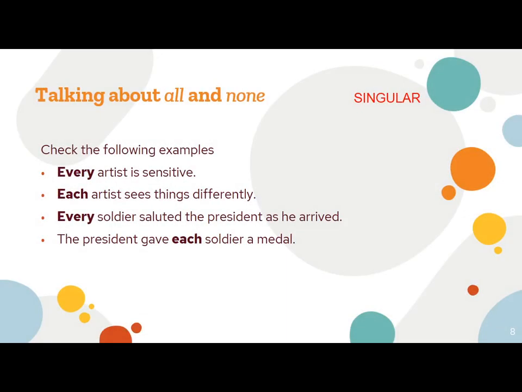Check the following examples. Every artist is sensitive. So that means if we're just checking artists individually, we can say that every artist is sensitive. But if we say each artist sees things differently, I'm taking this into a more individual thing. Every soldier saluted the president as he arrived. So that means all of them. But in the case of the president gave each soldier a medal, each is like one by one.